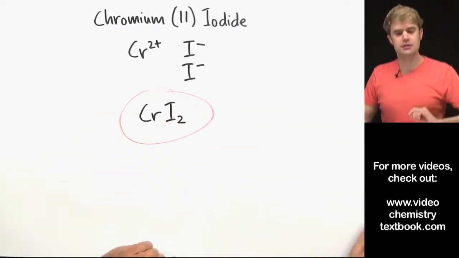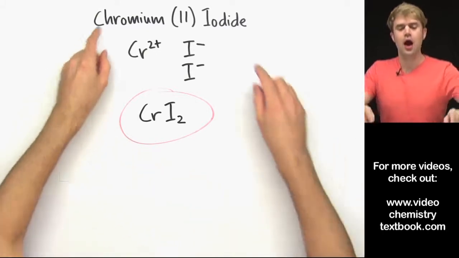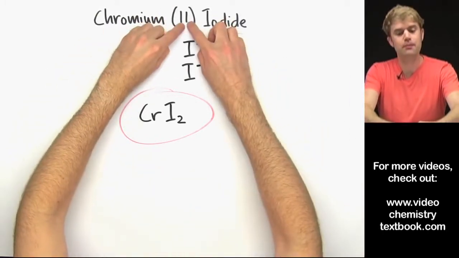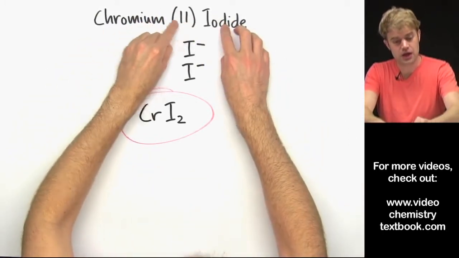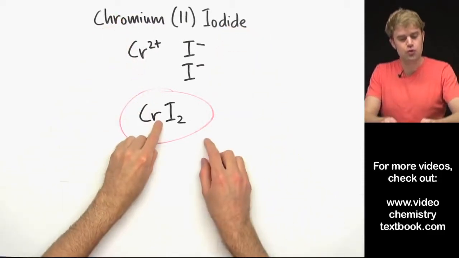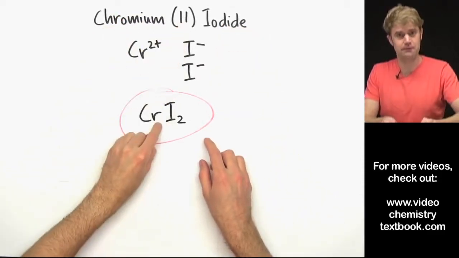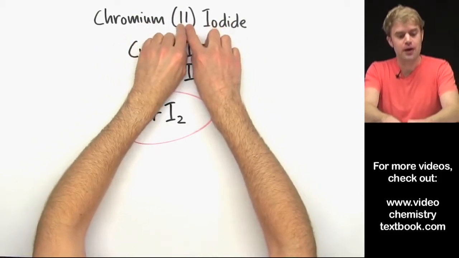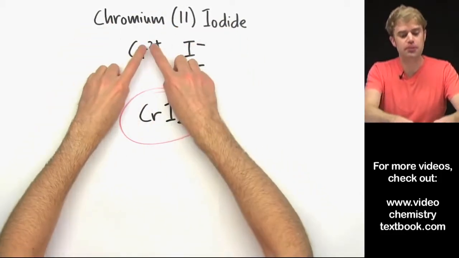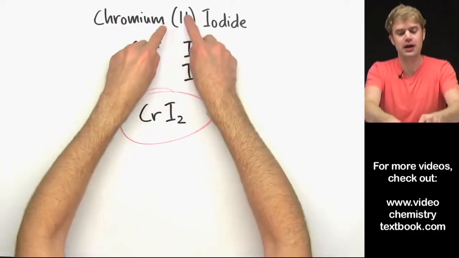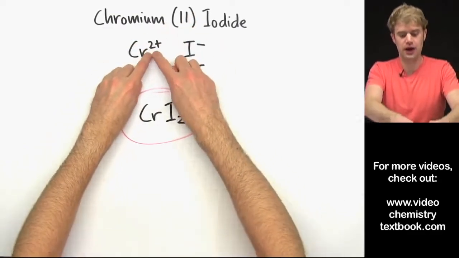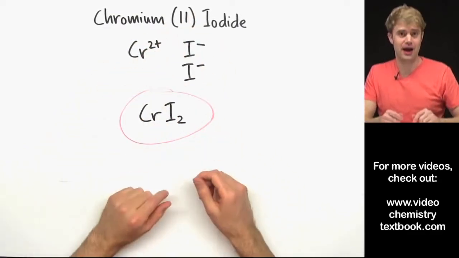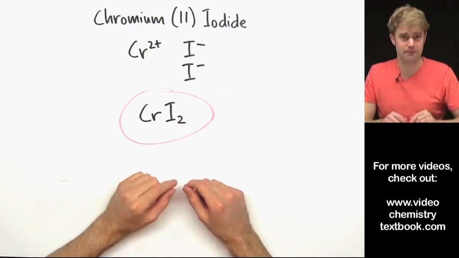Now here is a misconception that I want you to be careful of. A lot of people see this 2 in Roman numerals, and they think that this means there should be 2 chromiums in the formula. Okay, that's not true. As you know, this Roman numeral 2 means that chromium has a 2+ charge. It's talking about the charge of the ion, not the number that you have. So be careful of that.